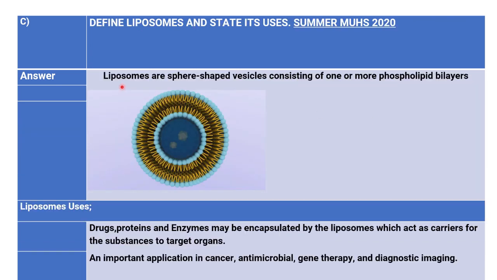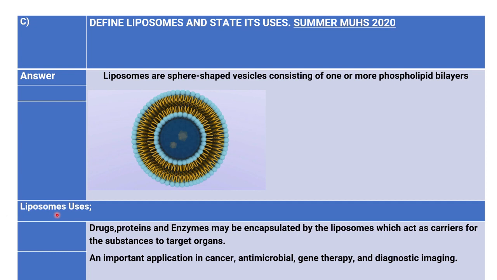Then the next question was, define liposomes and state its uses. So liposomes are spherical vesicles consisting of one or more phospholipid bilayers. Here it is a spherical vesicle, and it consists of one or more phospholipid bilayers, and it is prepared by sonication.